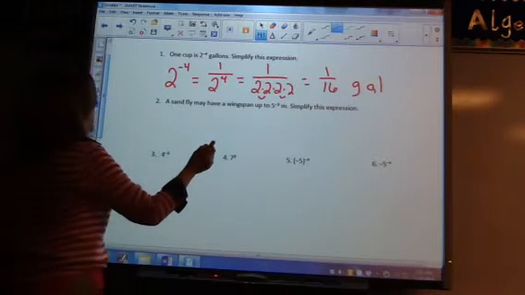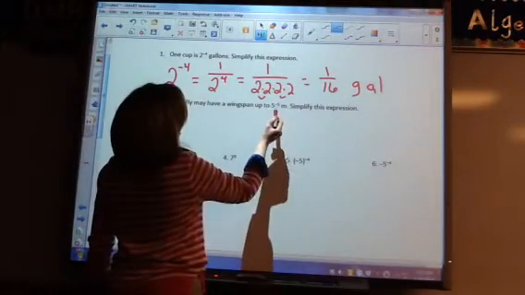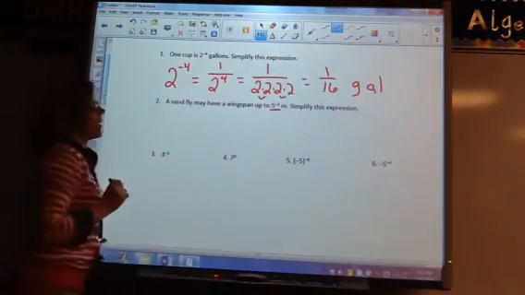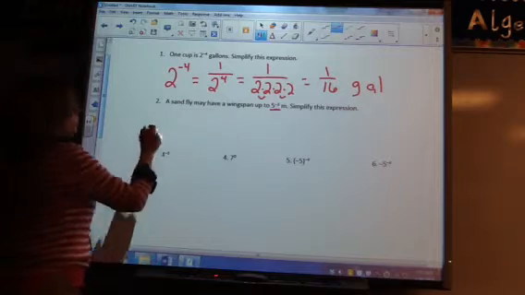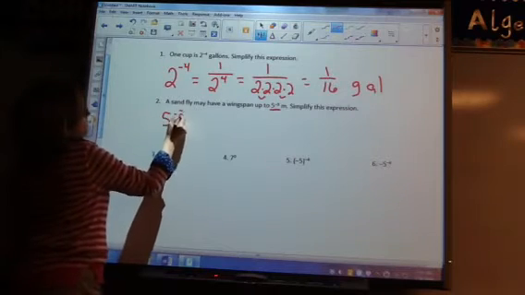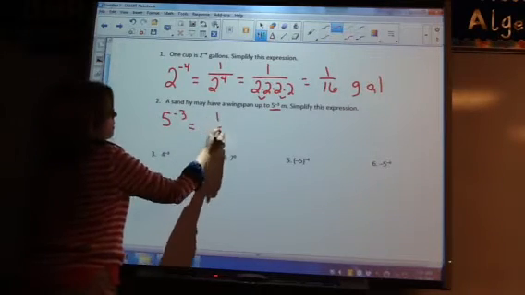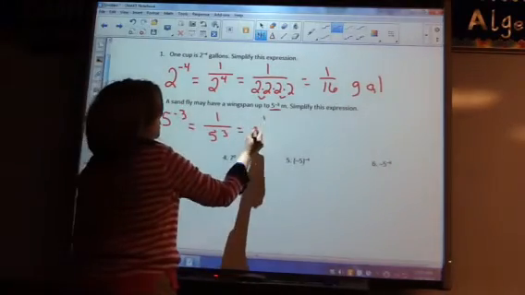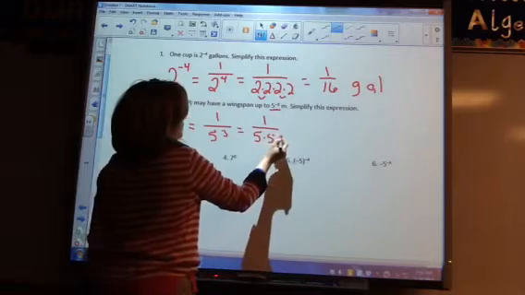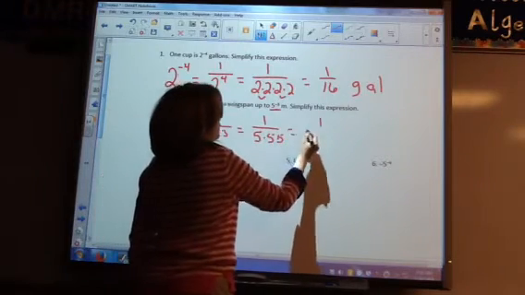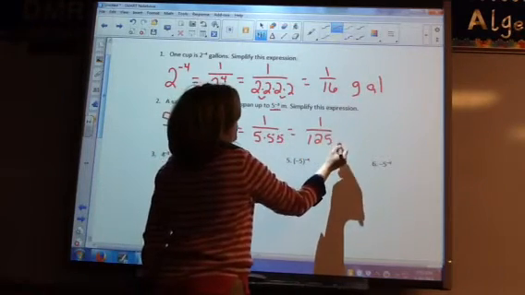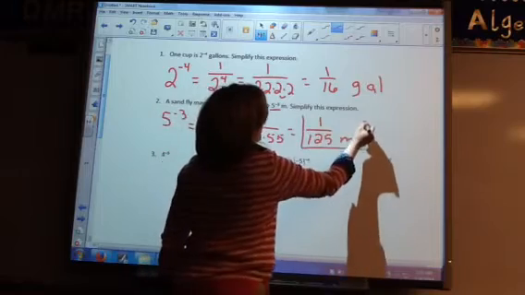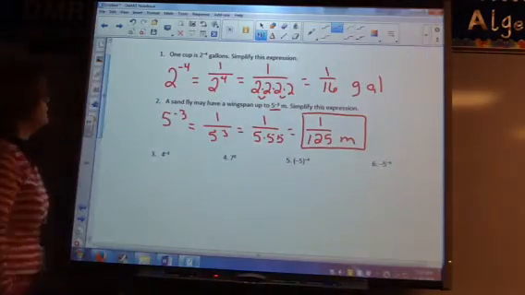All right, on this one we have a sandfly with a wingspan of 5 to the negative 3rd power. So, put that over 1, change your exponent to positive, simplify, and don't forget your units because we're talking about length of wingspan.